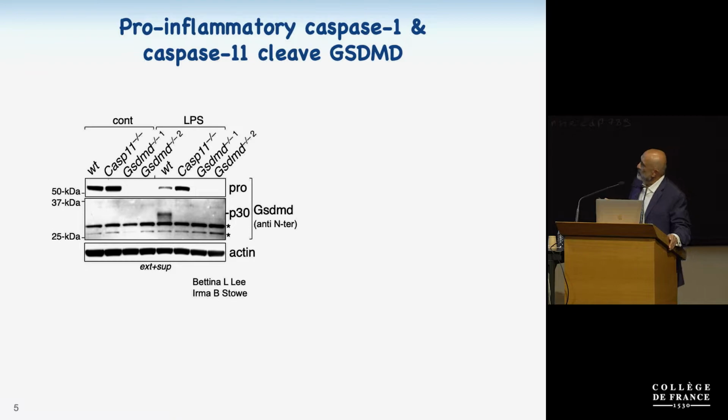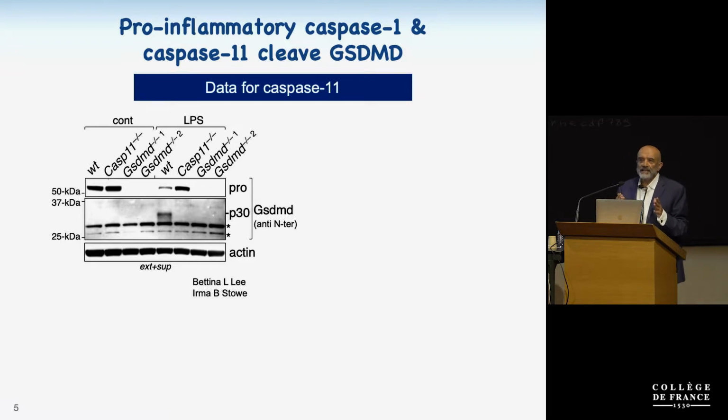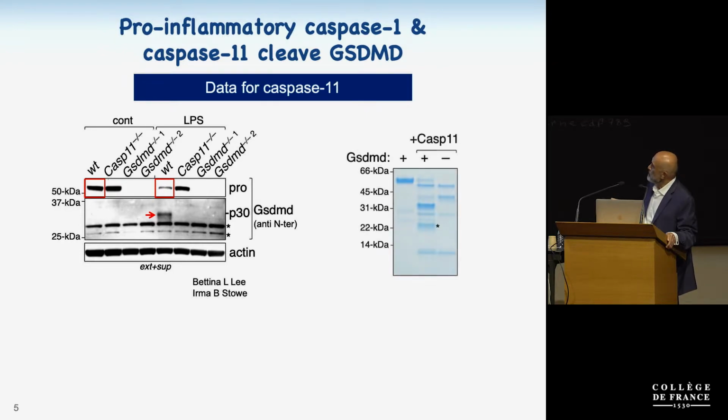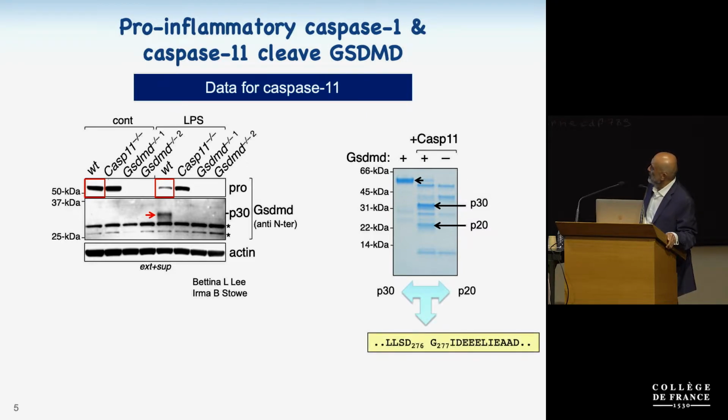Now, what we further discovered was that the pro-inflammatory caspases, caspase 1 and caspase 11, can in fact cleave Gasdermin D. And I'll just show you the data here for caspase 11. When we look at caspase 11 on exposure to LPS, we see the emergence of this 30 kD band. If we take purified Gasdermin D and incubate it with caspase 11, we see the emergence of two bands, P30 and P20. If we sequence the cleavage site, it's at a bona fide caspase cleavage site, aspartate 276.